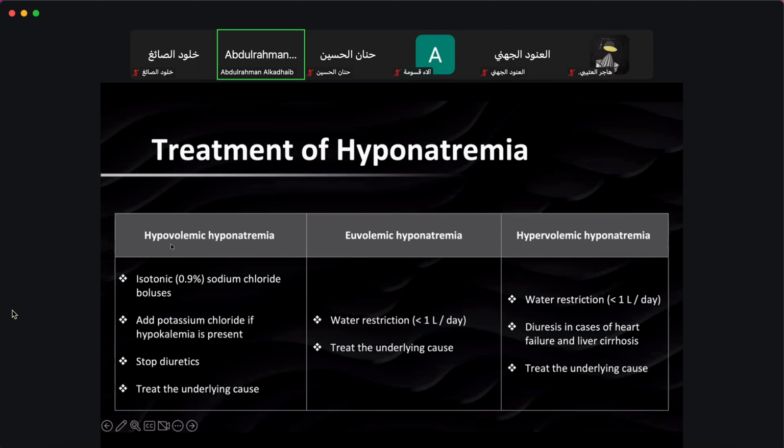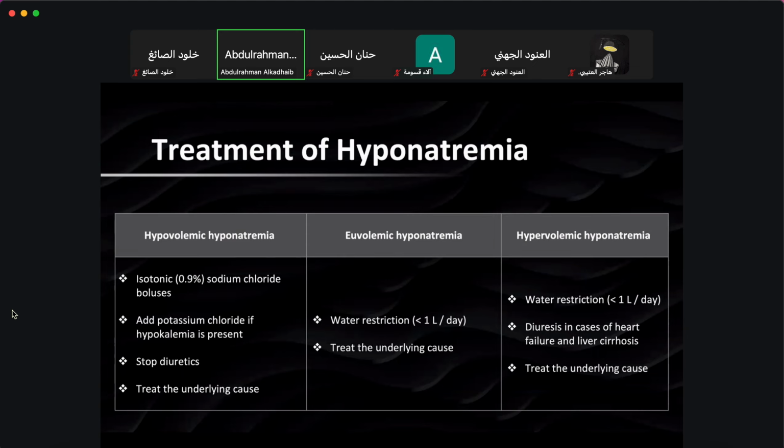If the cause of the hypovolemia is diuresis, renal loss, or diuretic use, we should stop the diuretics and basically treat the underlying cause. For example, we can give some medications for the nausea or vomiting to stop the underlying cause. And in cases of euvolemic hyponatremia, usually we just instruct the patients to restrict the water intake to less than 1 liter per day and treat the underlying cause. That should be enough to treat the hyponatremia in those patients.